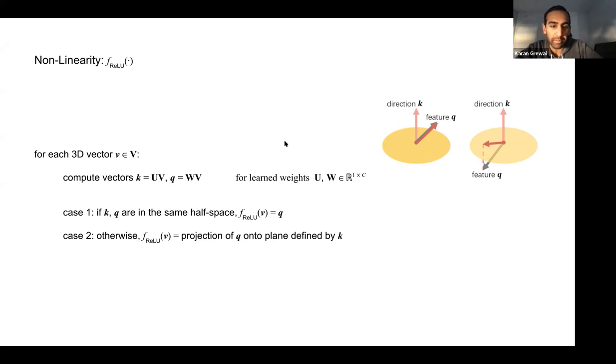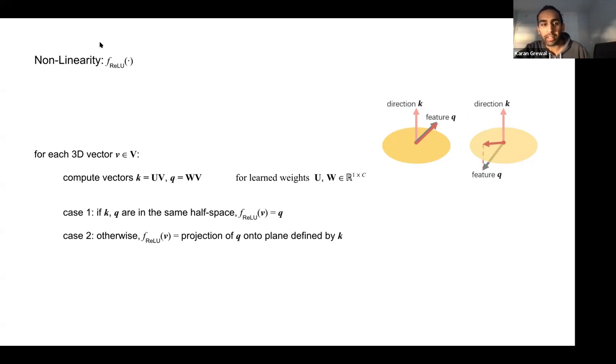So how they do it is they're computing... All this stuff here is pretty loaded, but I think if you look at the diagram, it's a lot easier. So they're computing these two. For each column in this matrix V, so for each three-dimensional vector, they're computing two vectors, which they call a direction vector K and a feature vector Q. These are both 3D vectors in a 3D space.